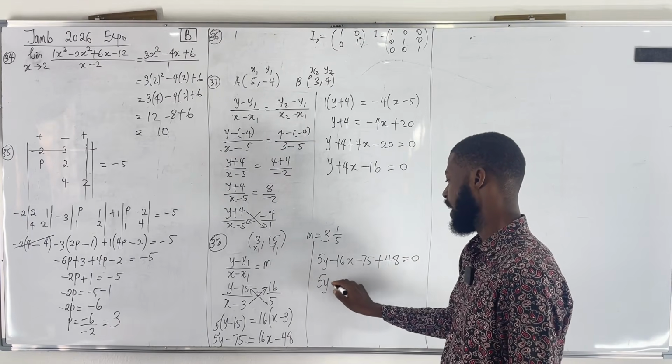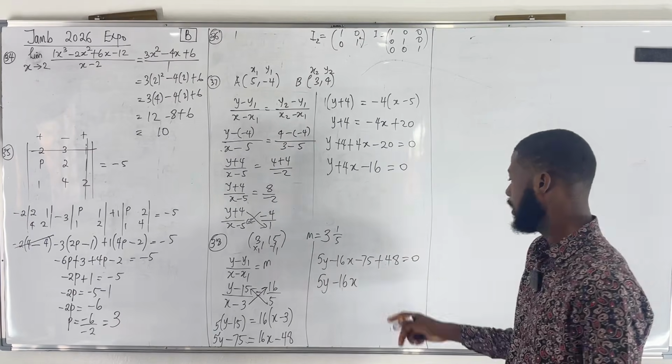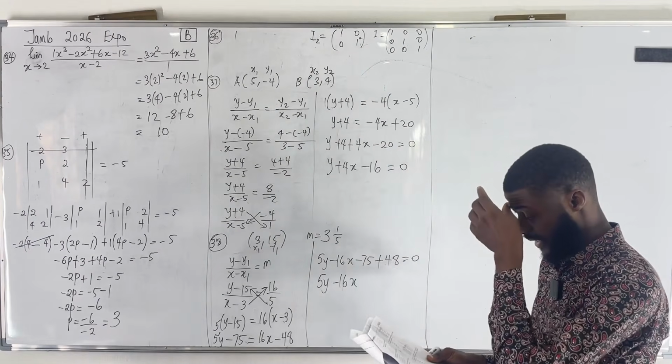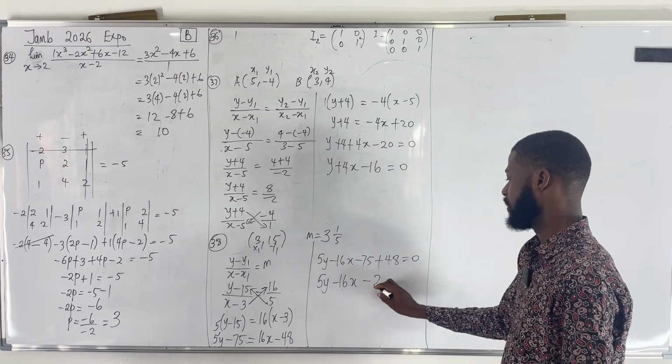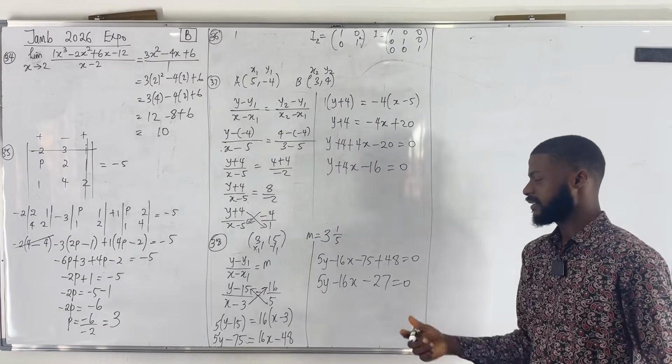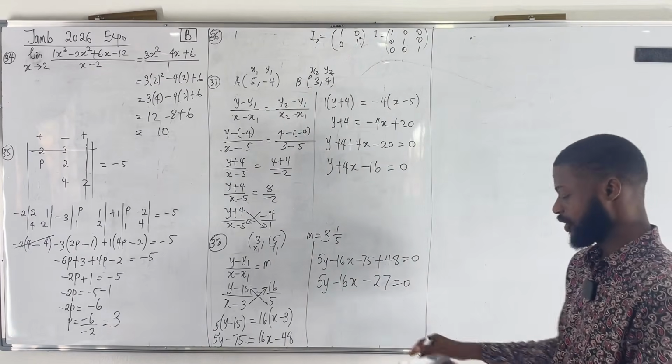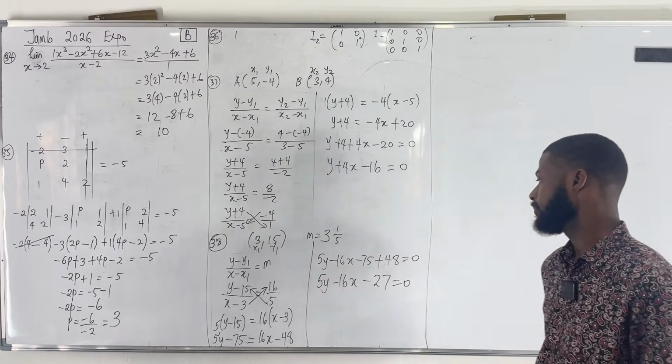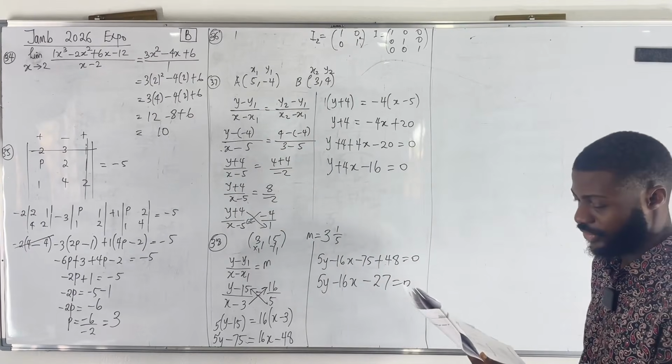So this will be 5y minus 16x, and minus 75 plus 48 is going to become minus 27. And this, ladies and gentlemen, will be the answer to the equation. So that will be C. So C will be the correct answer to the equation.